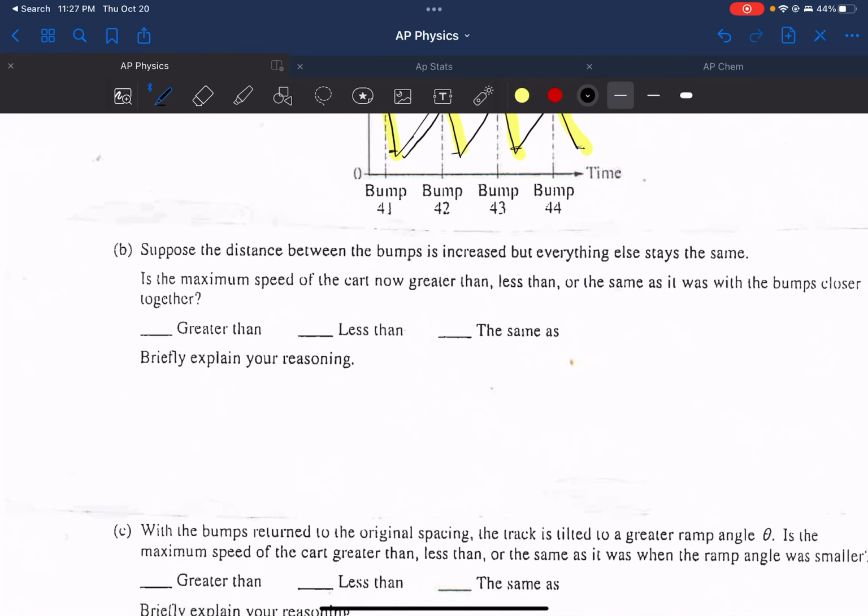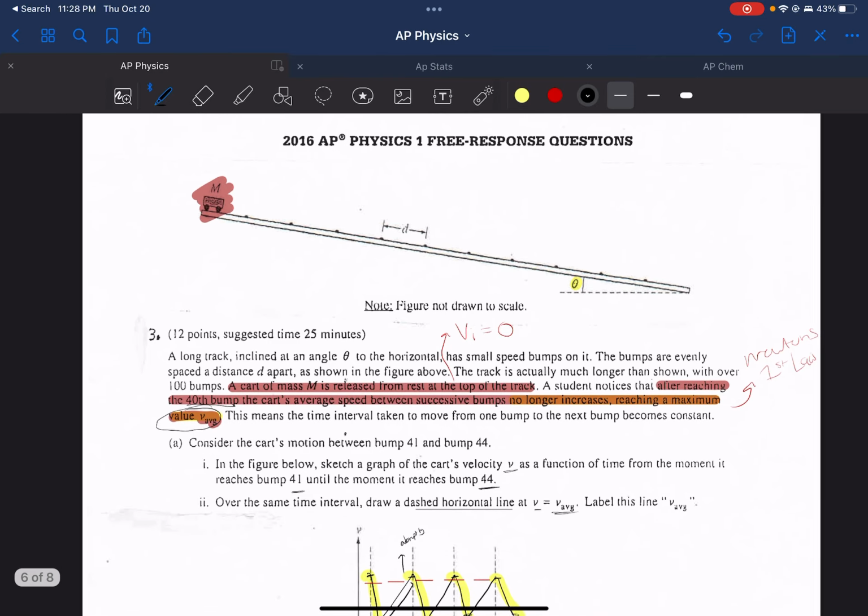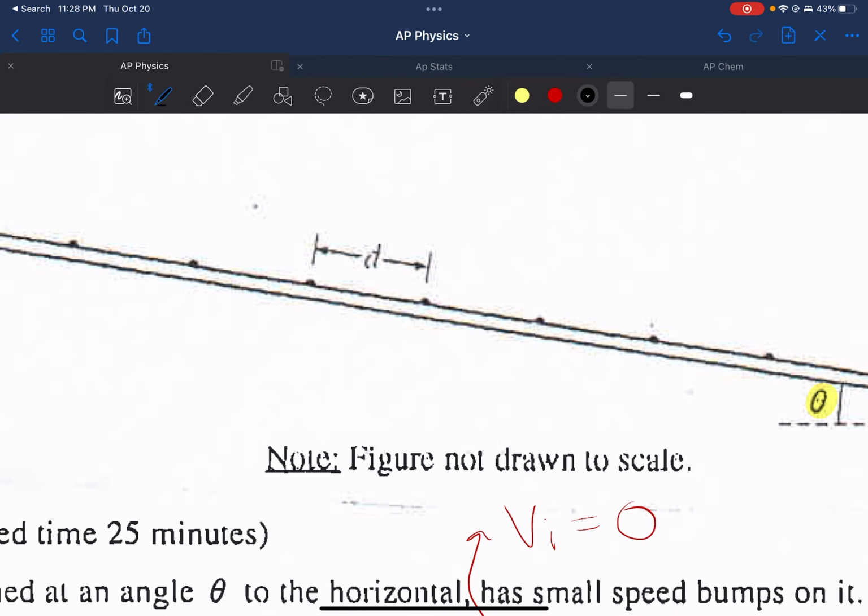Okay. Suppose that the distance between the bumps increased but everything else stays the same. Is the maximum speed of the cart now greater than, less than, or the same as it was with the bumps closer together? You may think this is such a dumb question. It's pretty evident, but you have to be able to explain your reasoning. So they're telling us that right here, the distance is increasing. So let's say this is the distance from one bump to one bump. Now the distance from one bump to one bump, let's say, is D.